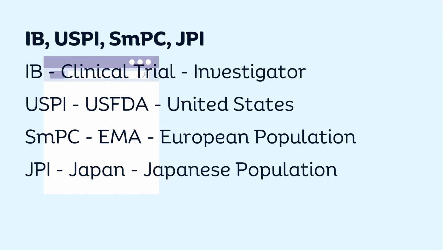Since we started about labels, let's understand some more labels to have better clarity. USPI, United States Package Insert, maintained by USFDA, focuses on the adverse events and their impacts mainly in the United States population. SmPC, Summary of Product Characteristics, maintained by EMA, focuses on the adverse events and their impacts mainly in the European population. JPI, Japan Package Insert, maintained by Japan, focuses on the adverse events and their impacts mainly in the Japanese population. Though the labels are different, the concept of listedness assessment is the same between these labels.